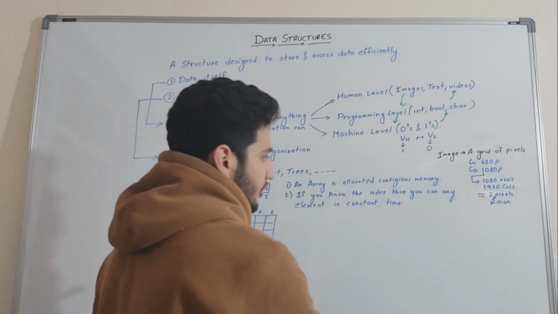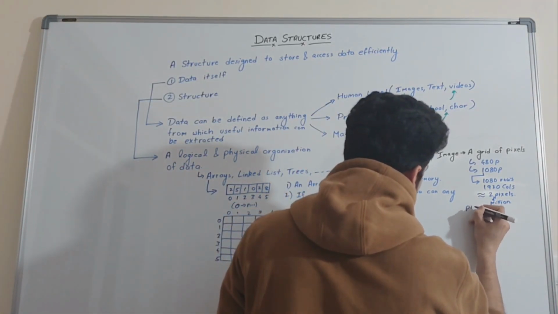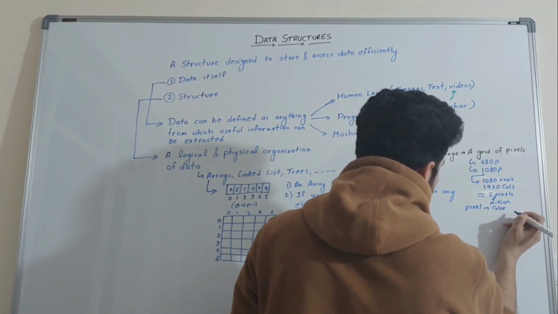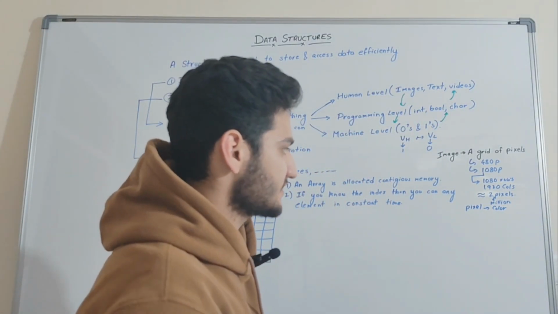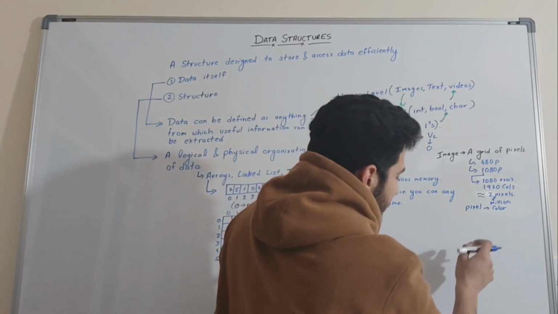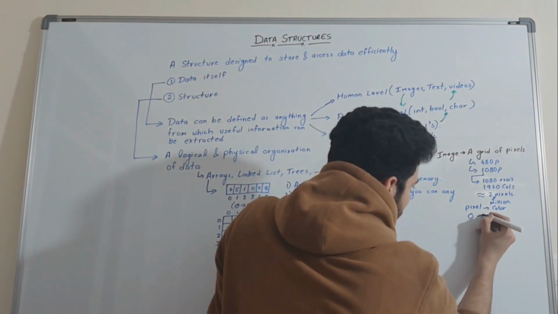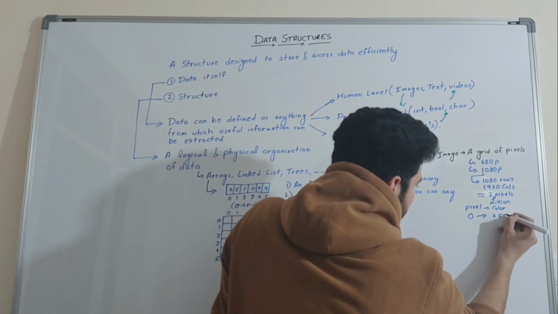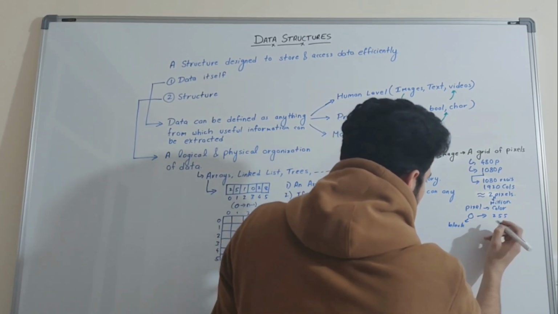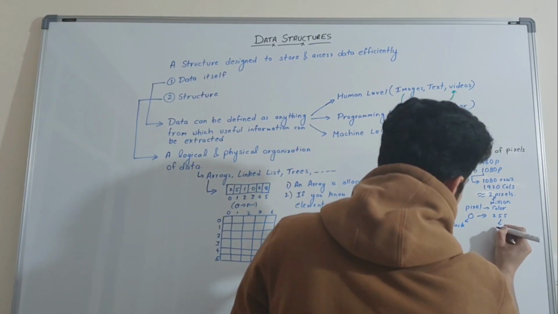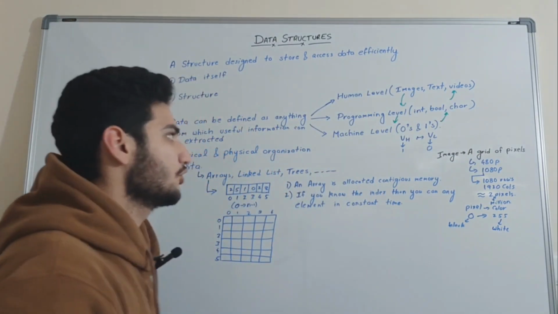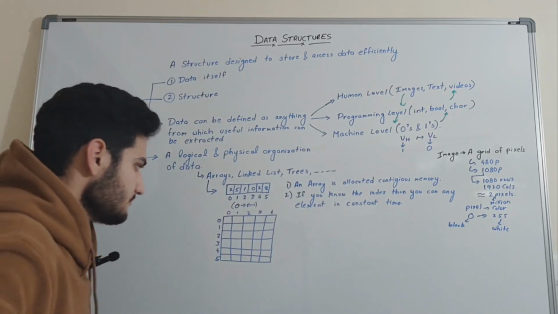Where each pixel is going to hold a color value. So for example, if we consider a grayscale image, then each pixel can contain a value from 0 to 255, where 0 will represent the black color and 255 is going to represent the white color. All the numbers in between are going to be shades of gray.